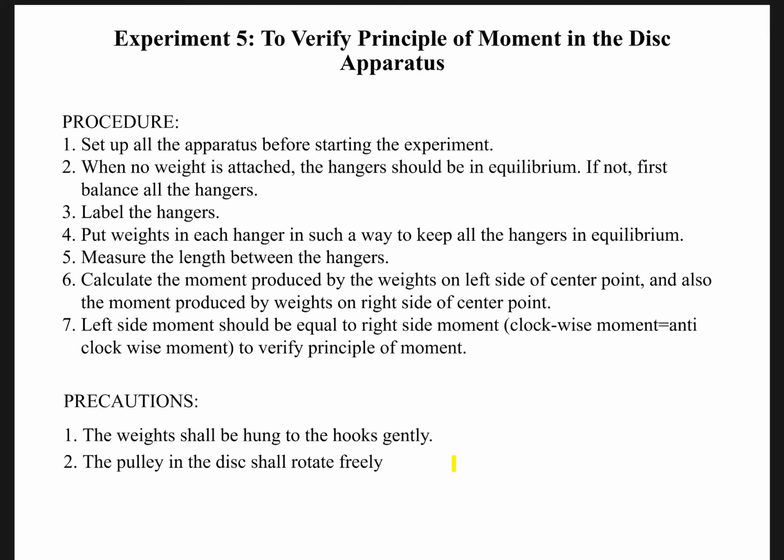Number 6. Calculate the moment produced by the weights on the left side of the center point and also the moment produced by the weights on the right side of the center point. Left side moments should be equal to the right side moments, and this is how the principle of moments would be verified.